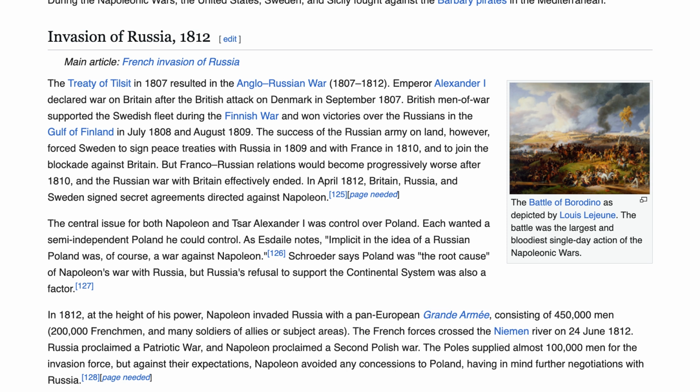The Poles supplied almost 100,000 men for the invasion force, but against their expectations, Napoleon avoided any concessions to Poland, having in mind further negotiations with Russia. The Grande Armée marched through Russia, winning some relatively minor engagements and the major Battle of Smolensk on the 16th to the 18th of August.